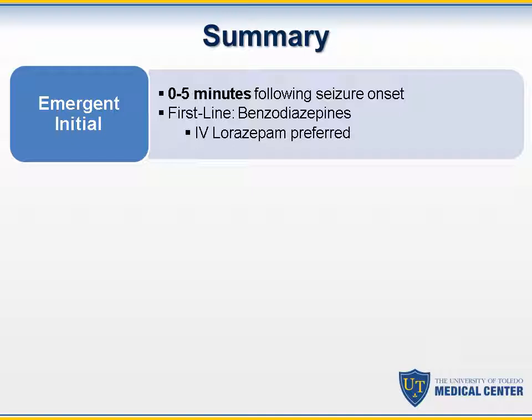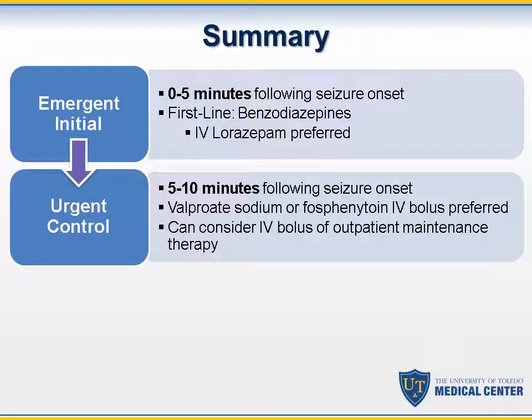So listed here are some take-home points that I wanted to get across in my presentation. Emergent initial therapy should be instituted within 5 minutes following seizure onset. First line is benzodiazepines with IV lorazepam preferred. Urgent control therapy should be initiated within 5 to 10 minutes after seizure onset. Valproate sodium or fosphenytoin IV bolus is preferred depending on whether or not the patient had a history of generalized epilepsy. And you can consider giving an IV bolus of their outpatient maintenance therapy before trying other agents.